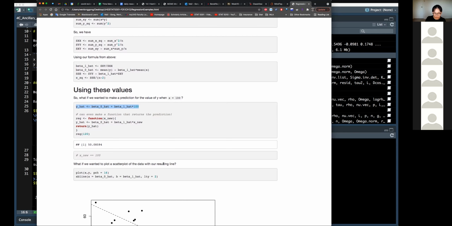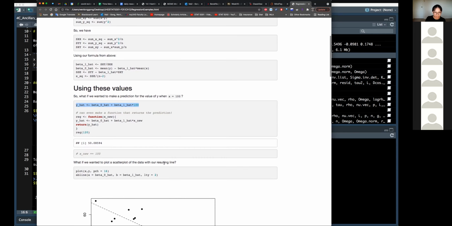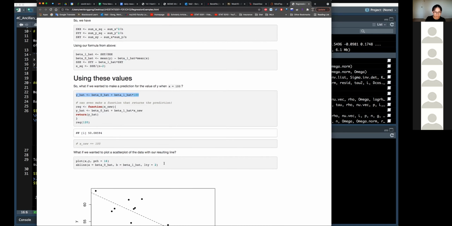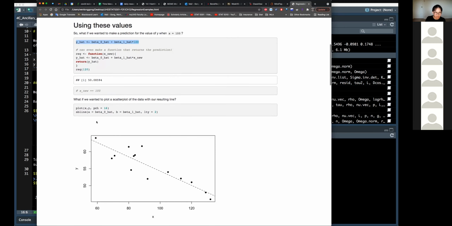What if we want to do a plot with the data and the regression line? This is how you do it. When you do the scatter plot, you have a vector of x and a vector of y, and this argument is the shape. Yeah, I think this is shape.